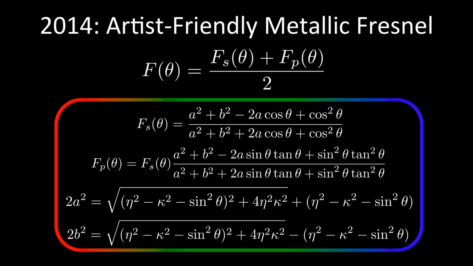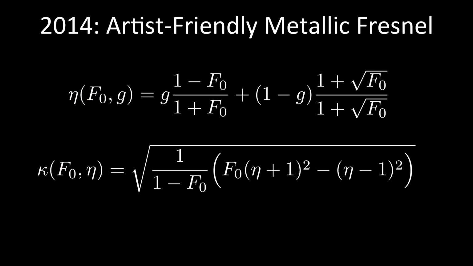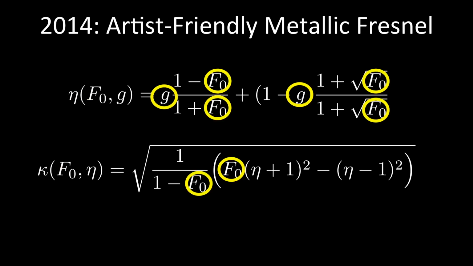That is not the case for this next approximation. In 2014, Gulbrandsen proposed a new parameterization for the Fresnel equations. Unfortunately, it is based on the approach of computing the Fresnel equations for RGB values, which we showed earlier to be unsound. In this paper, the RGB Fresnel equations were reparameterized to use f0 and the new edge tint parameter g instead of eta and kappa.